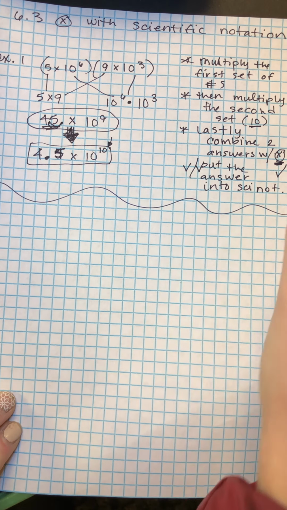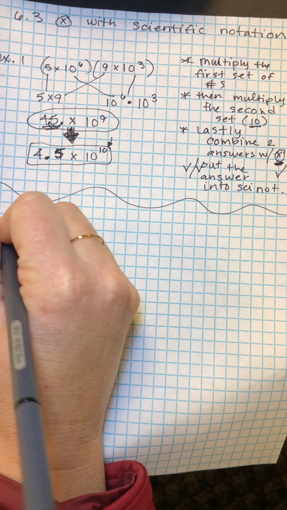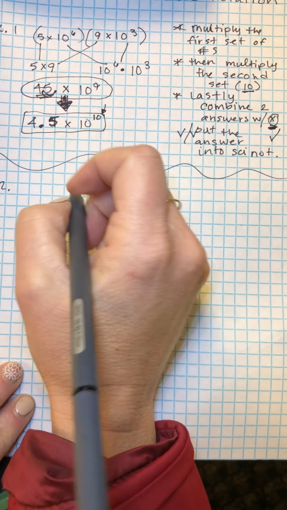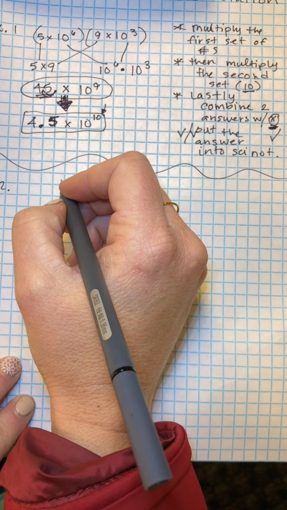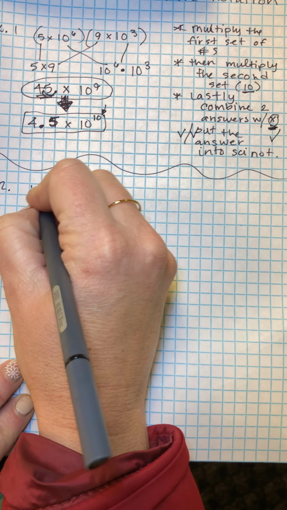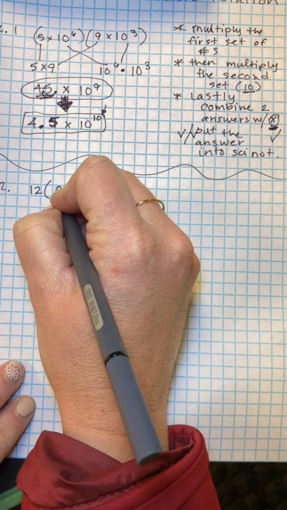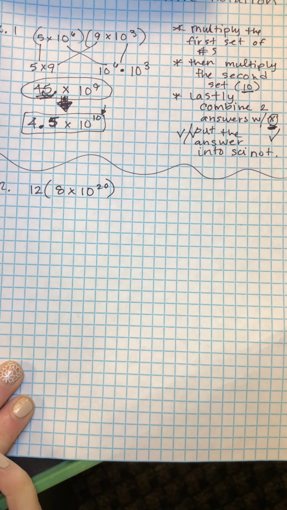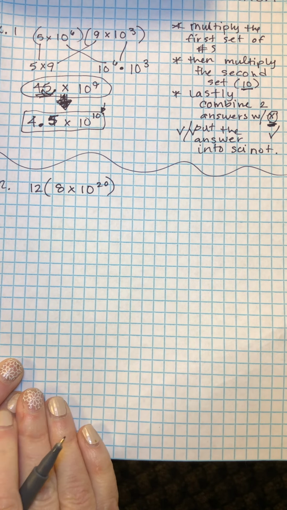Okay, we're going to do some more. Example 2. Let's say we have 12, parenthesis, 8 times 10 to the 20th. It's not 2 full sets of parentheses this time. Jacob, what do you think?